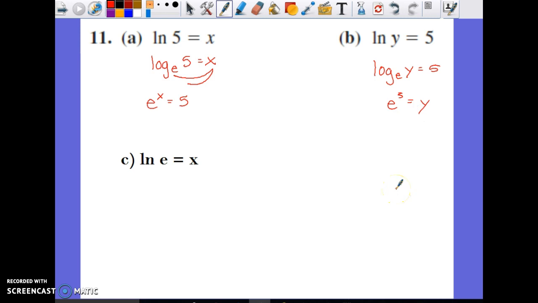Alright, try C on your own and play it when you're ready. Log base e of e equals x. So it's e to the x equals e. Can I actually solve that? What would the value of x be? e to the what gives me e? 1. And that's what we're working towards. We're going to use these skills to actually solve.